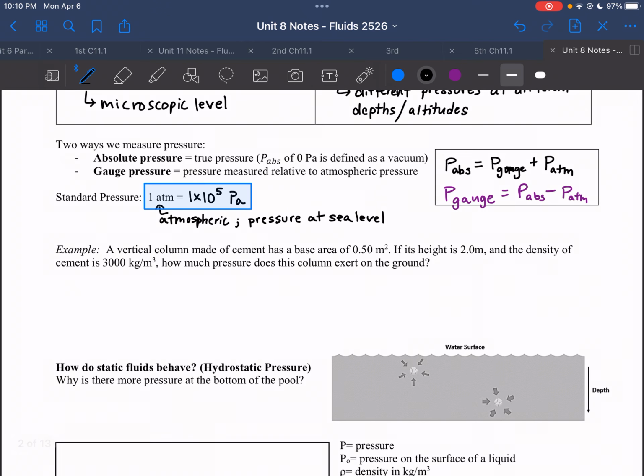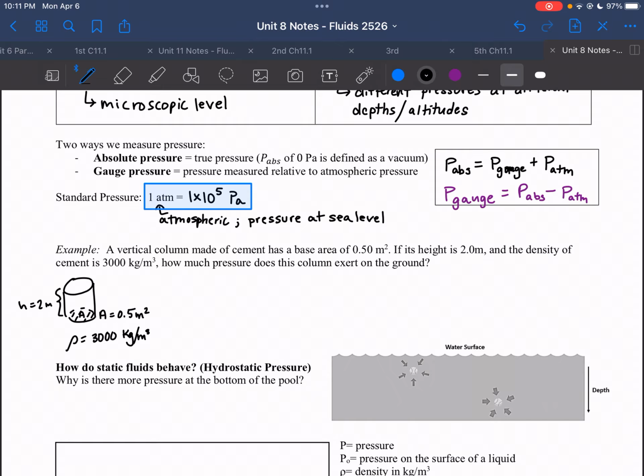All right, so we have an example here. A vertical column made of cement has a base area of 0.5 meters squared. So we have a vertical column here. And I know that the area of the base is going to be 0.5 meters squared. We know that the height of this is 2 meters. And we know that the density, that's rho, the density is 3,000 kilogram per meter cubed.